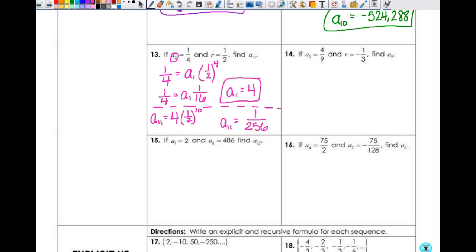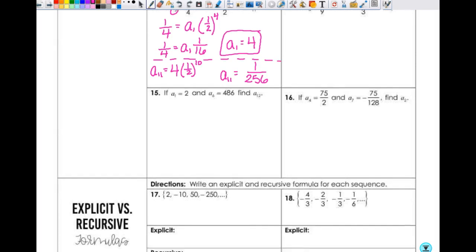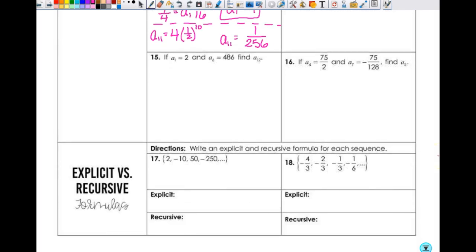Let's do another one that's a little bit different. Let's look at 15. Okay, 14 is just like those last two. So on 15, we have A1 and A6, and I need A12. So what am I going to have to find before I can find A12? R, okay? Because I got A1, I need R.